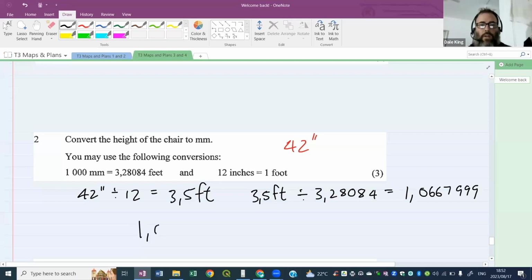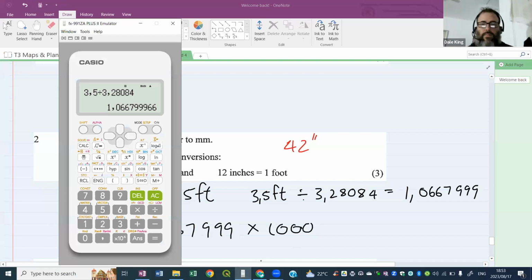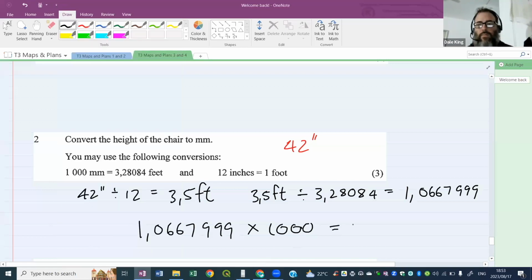Yes, so 1,0667999 times 1,000. That gave us 10667,79. Basically, if you round it off, it's 1066,8. All right, and only now we round off. Very good. So it's 1066,80 millimeters.